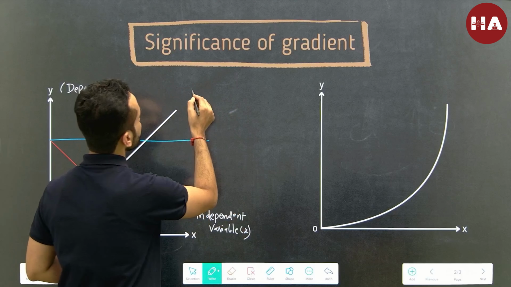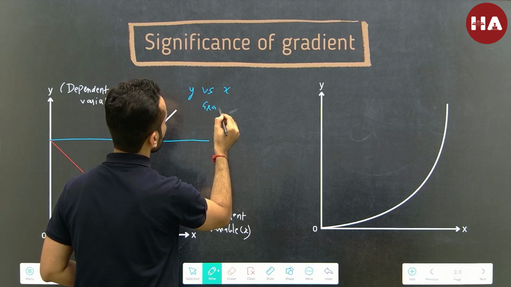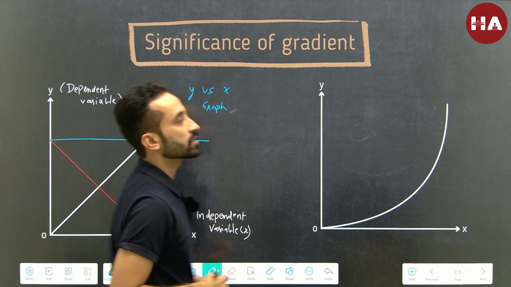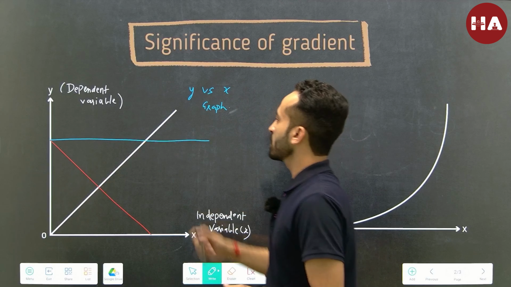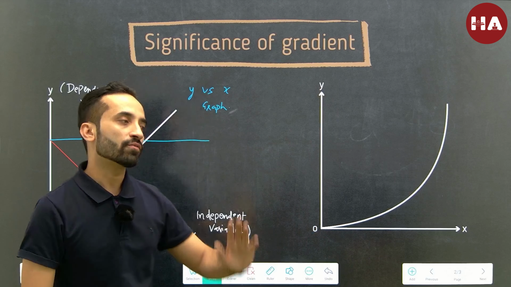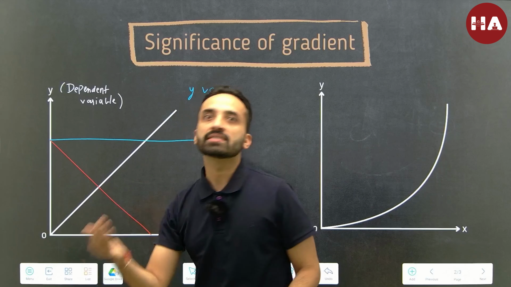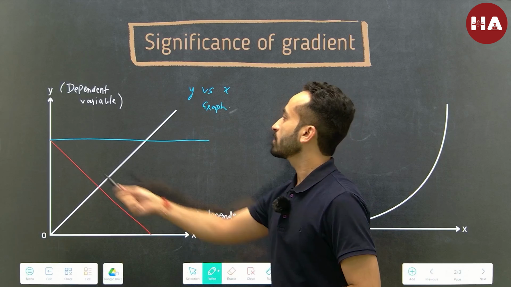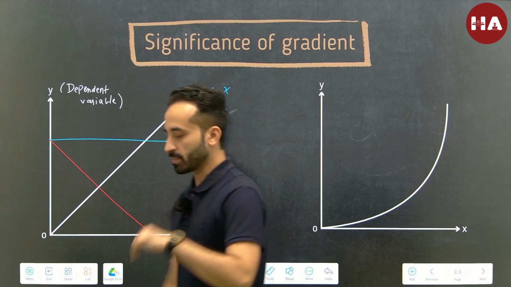So we call this the y versus x graph. What do we call this? Y versus x graph. You can quickly draw this y versus x. This white line is showing that y is proportional to x, or y is increasing with x. Red line is showing y is decreasing with x, and the blue line is showing that y is not changing with x. You can make a note of it.